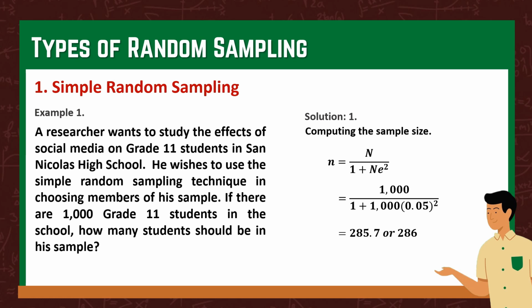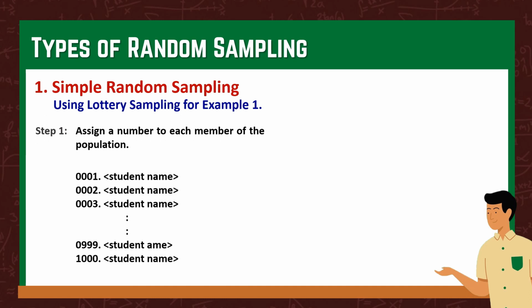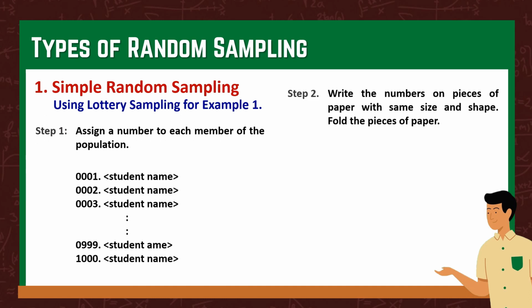So let's continue. Let's perform lottery sampling for example number 1. Step 1. Assign a number to each member of the population. Gumawa ng listahan ng 1,000 students katulad nito. Step 2. Write the numbers on pieces of paper with the same size and shape. Fold the pieces of paper. Gumawa ng hiwalay na numbers 1 to 1,000 at isulat sa kapirasong papel.